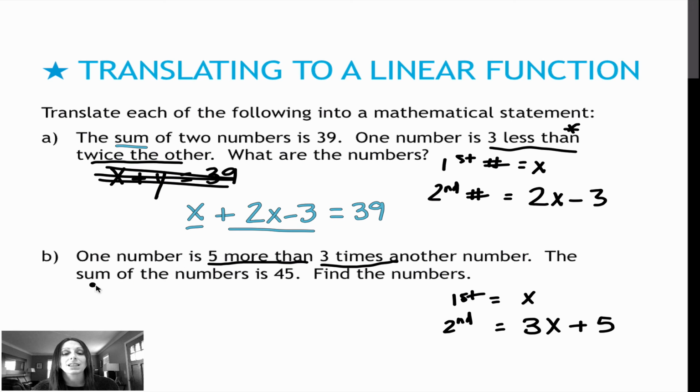So now I'm looking at the sum of those two numbers to be 45. So my first number is x, my second number is 3x plus 5, and together they should equal 45. Now notice we're not asked to solve on these questions, but if we were, we would solve it the same way we had been. We would combine like terms, we would start on the side of the x and furthest away to solve that equation.